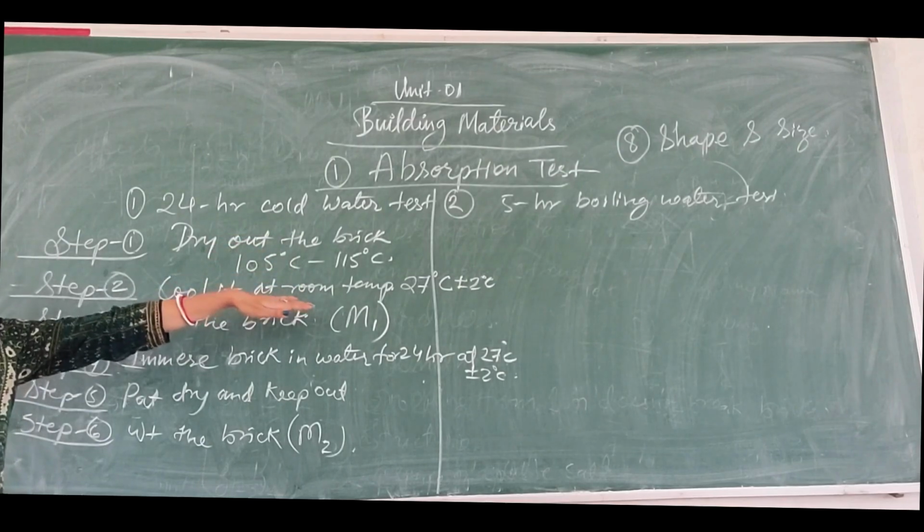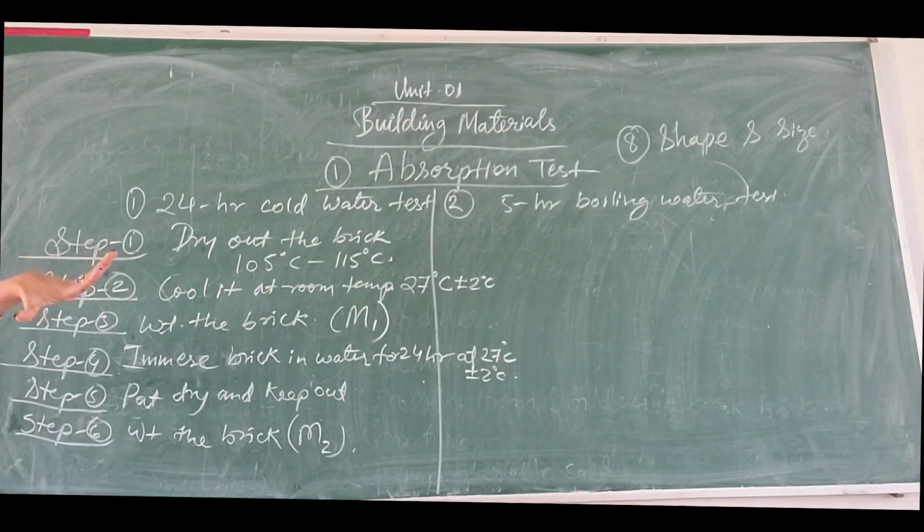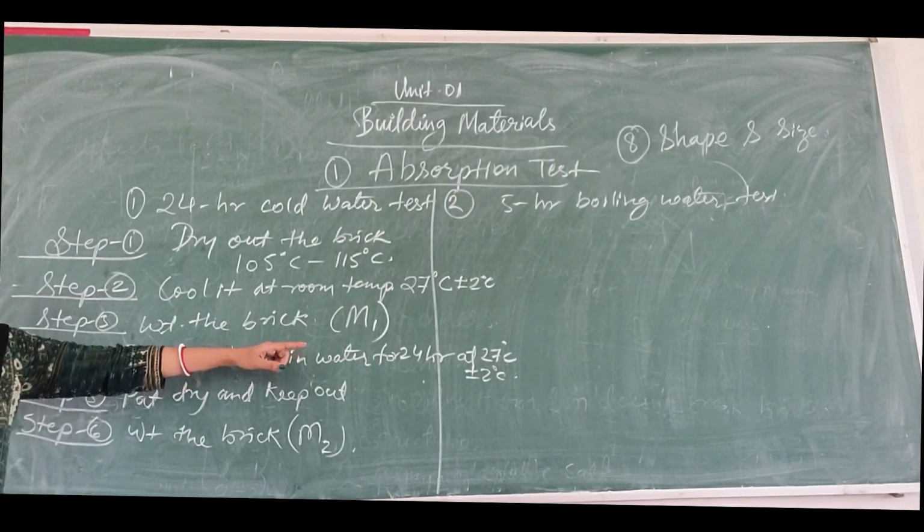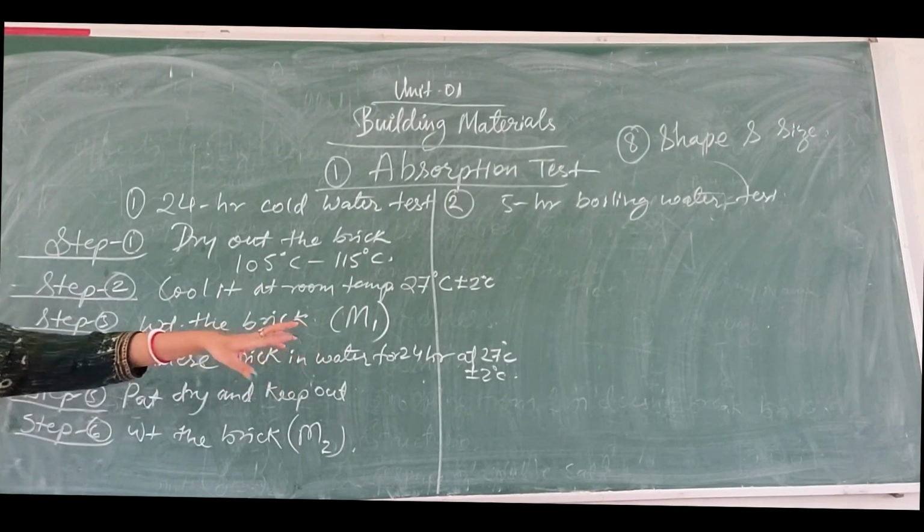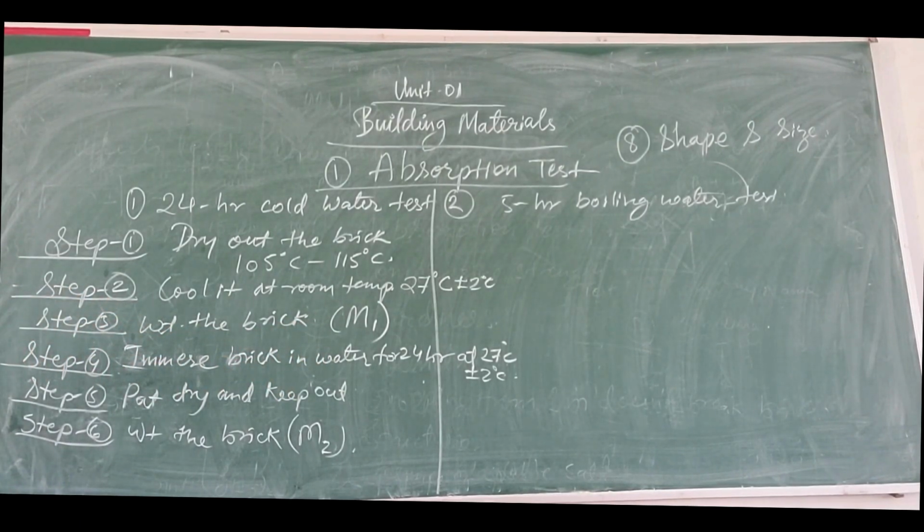You need not keep it in a freezer or fridge or any cold area. Keep it at room temperature. This is the weight of the brick, M1. Step 4 is to immerse that brick for 24 hours at 27 degrees centigrade, plus or minus 2, according to the area. Next, step 5, take out the bricks and pat dry.